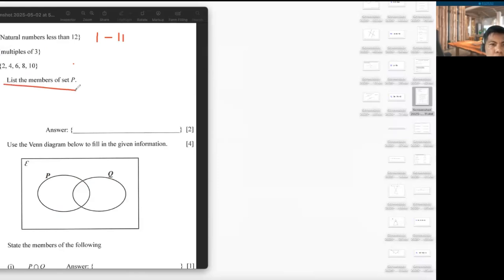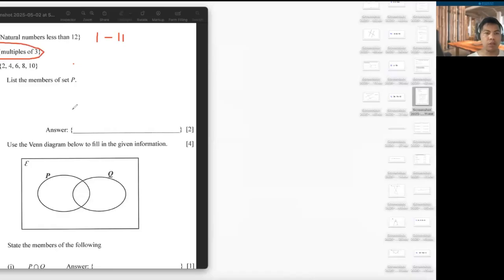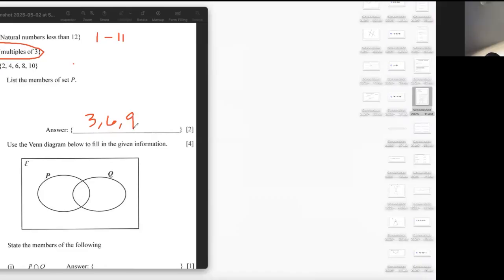So we are to list the members of set P. When we say list, that means you have to list each of them, all of them. So what are those? Three, six, exactly. What else? 9. Should I include 12?